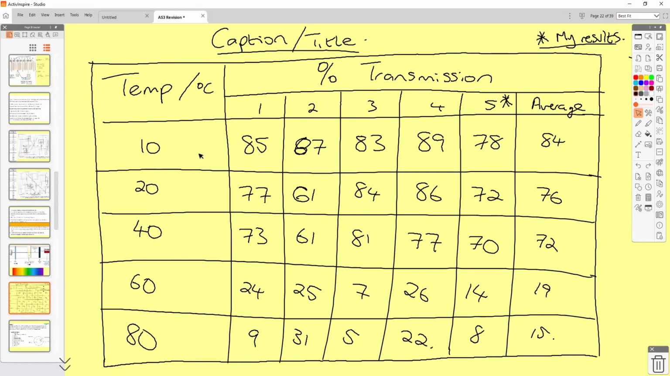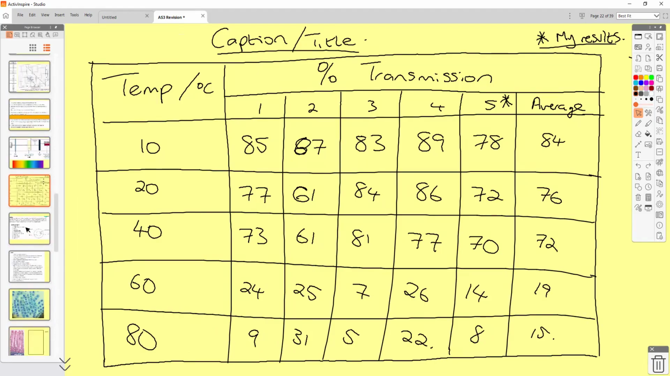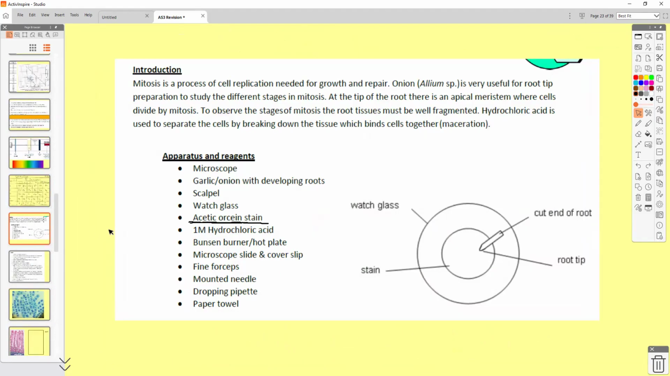Okay, so the higher the temperature, in this case, there's less transmission, which means more of the pigment has leaked out. Okay, the next one is looking at the different stages of mitosis. The important solution to remember here is acetic orcein stain. They sometimes ask that in questions.